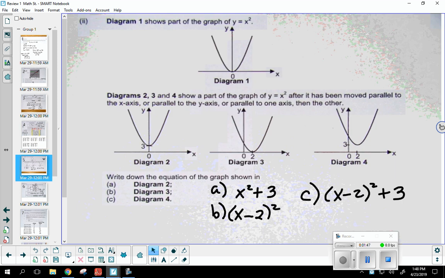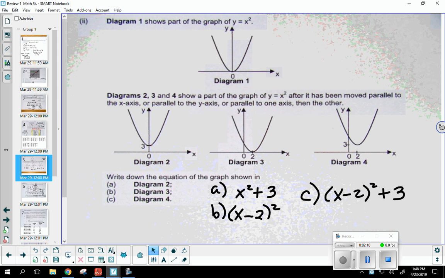This one was kind of going back to transformations. This was more algebraic. Given this diagram of the parent x squared, and then the following diagrams, go ahead and change x squared appropriately. So diagram 2 is just a vertical shift. So x squared plus 3. B, diagram 3, that is a horizontal shift.